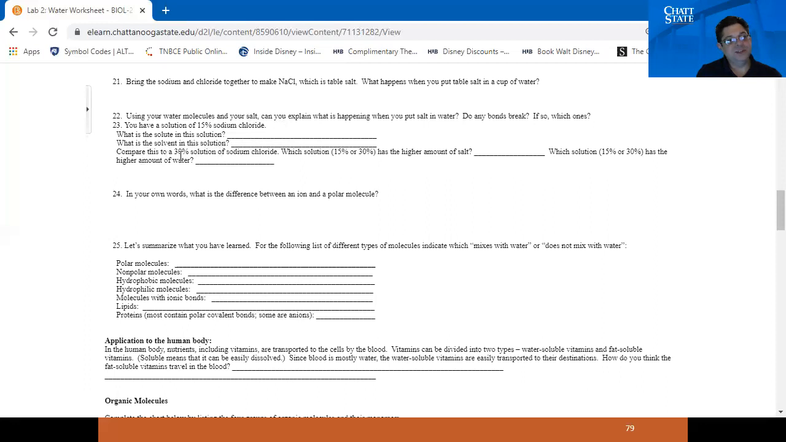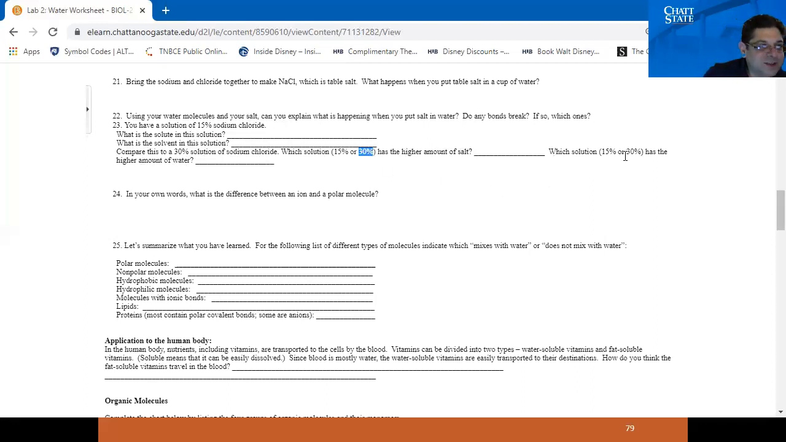What's the solvent? It's going to be water. So now we've got another example here. Compare a 30% solution of sodium chloride. You tell me, which is higher, 30 or 15? The 30, right? So which solution has a higher amount of salt? The 30. It's no trick there. It is what it is.